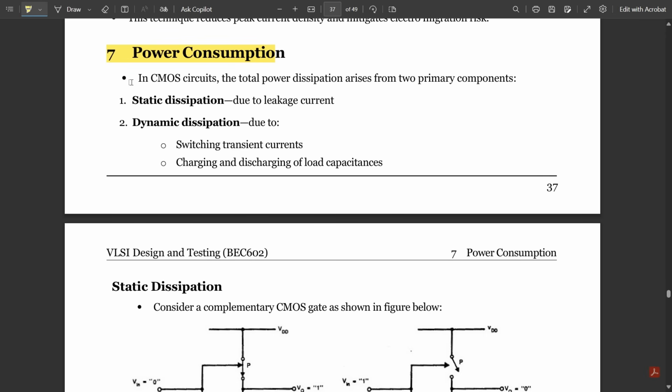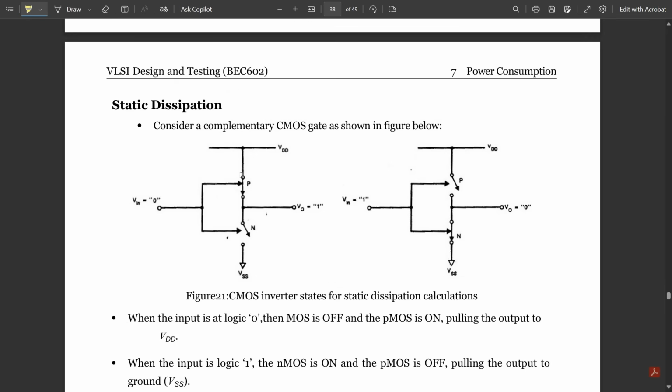Power consumption. In CMOS circuits, the total power dissipation arises from two primary components. One is static dissipation, which is due to the leakage current, and the other is dynamic dissipation, which is due to the switching transient currents and charging and discharging of load capacitances. First, let us see the static dissipation.